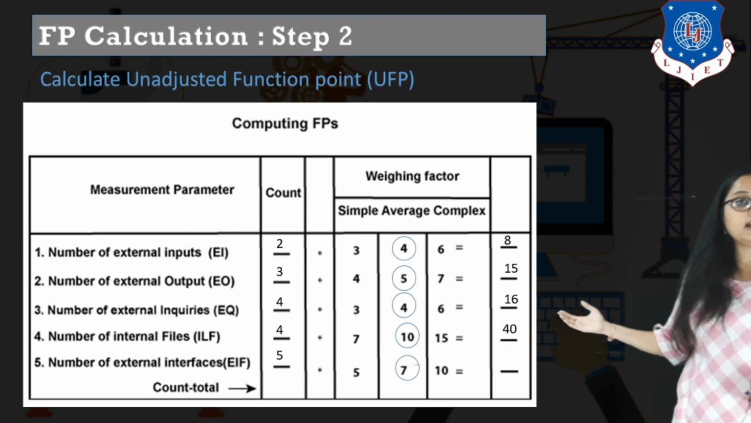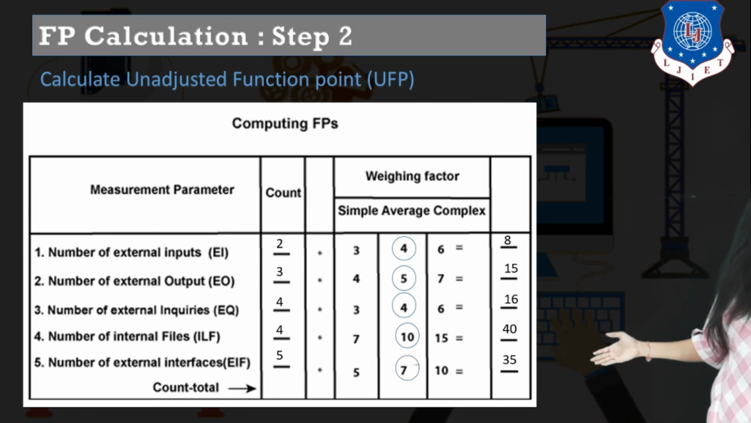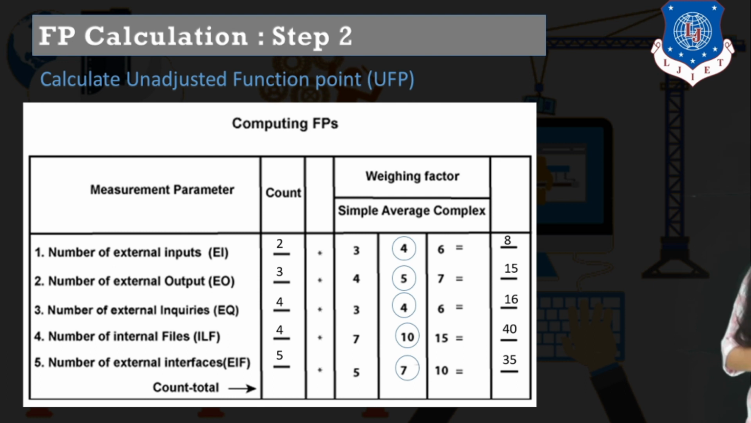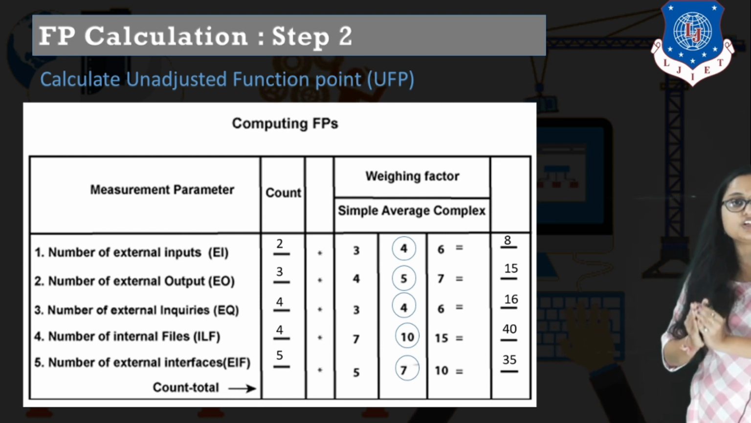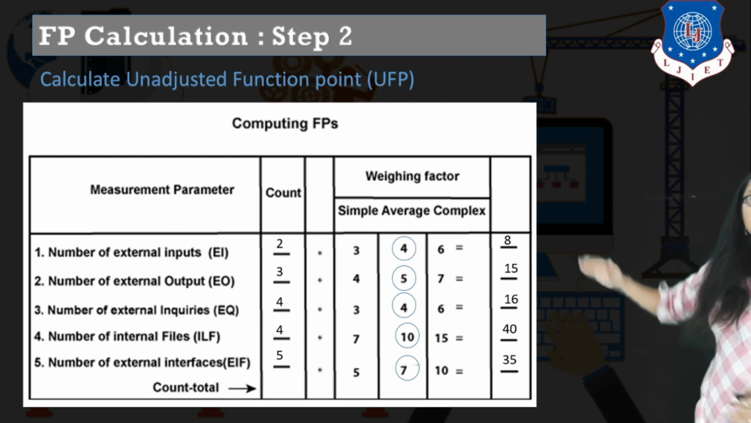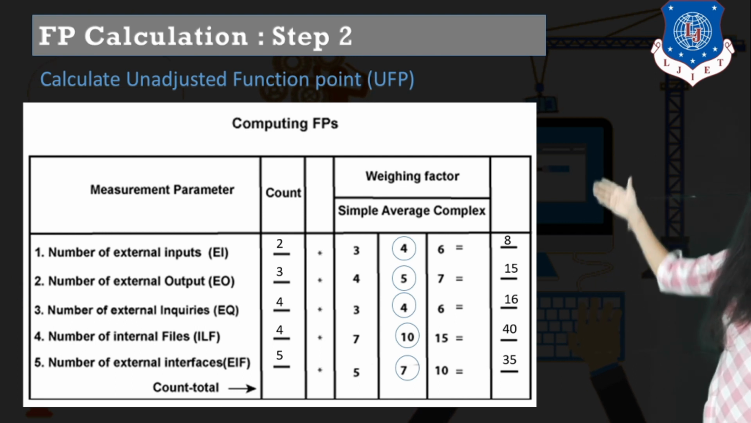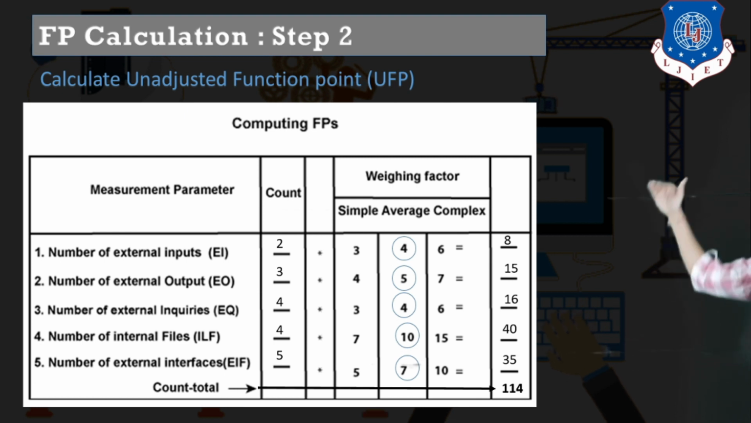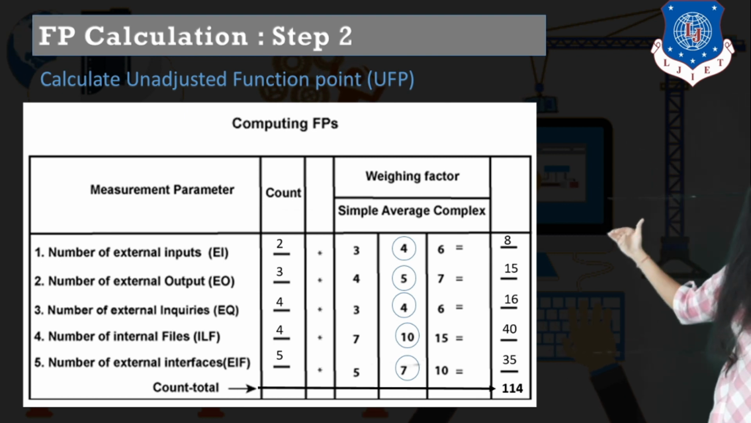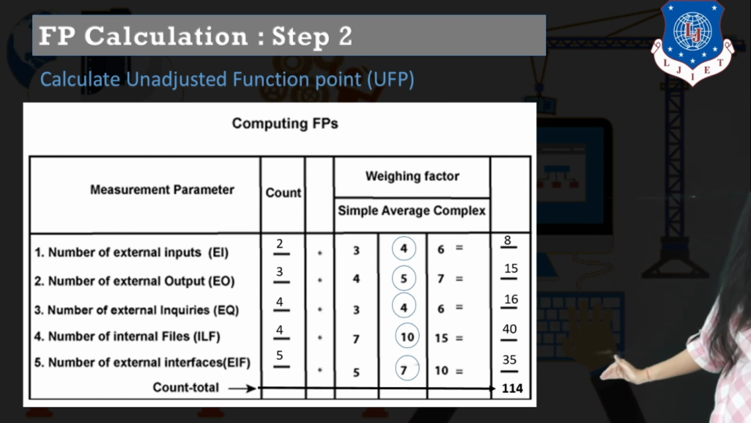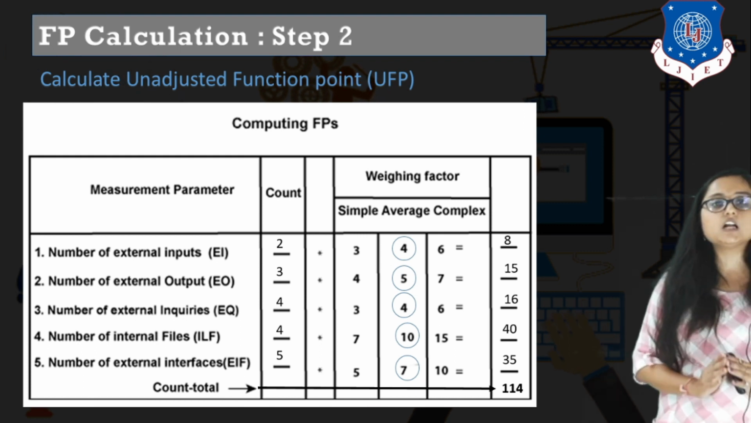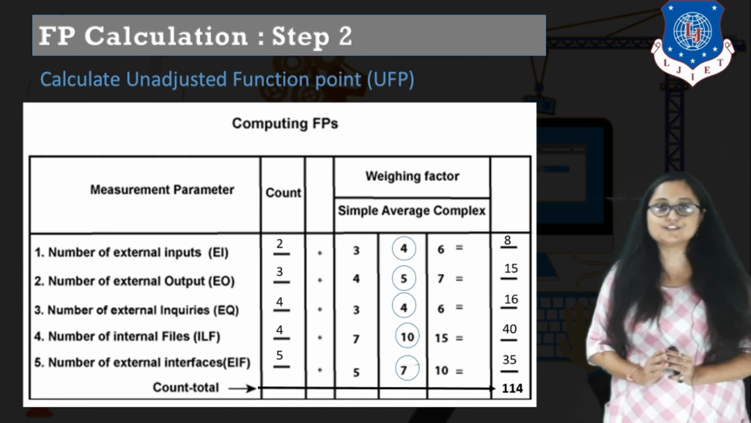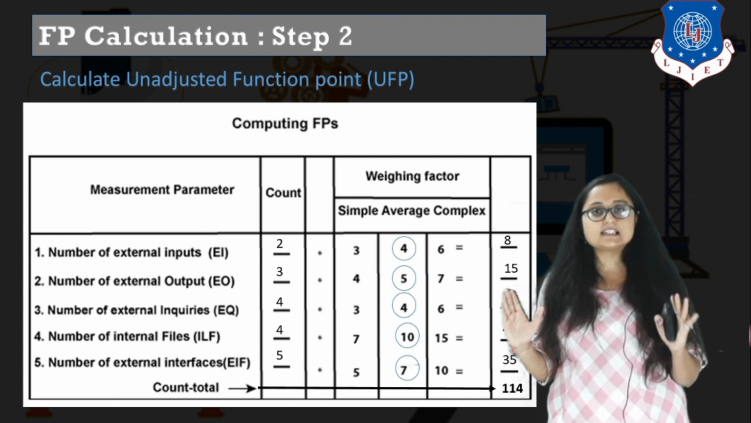Now, once you have these data in the last column, for counting the unadjusted function point, that is UFP, just sigma this. You have to just add all these values and that is your count total, right? So 8 plus 15 plus 16 plus 40 plus 35 gives me 114, and that is my unadjusted function point, that is UFP.